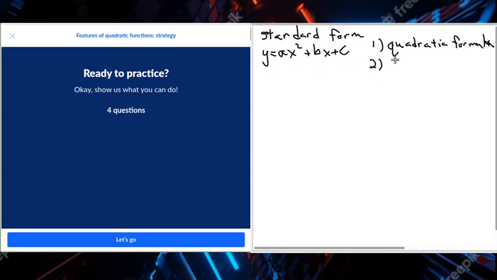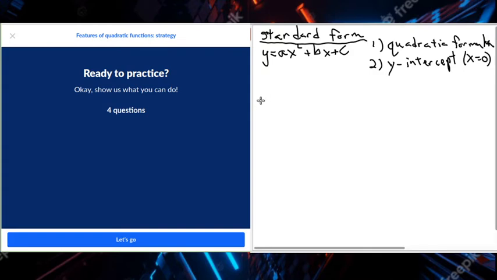The next reason is that we can find the y-intercept. If we want to know the y-intercept, in other words where x equals 0, this is really easy, because when x equals 0 the y-intercept is just c. So that comes out really easily from the standard form.